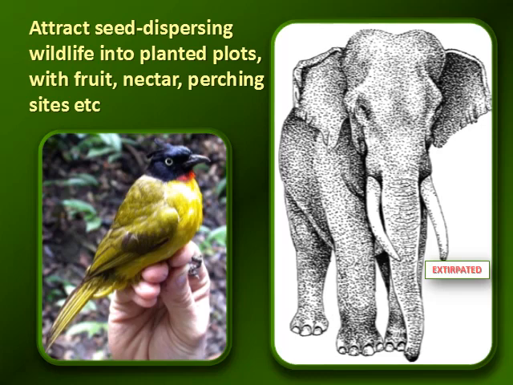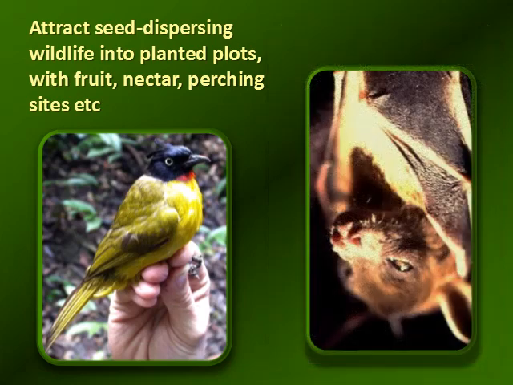Now, it would be lovely if we could attract the big seed dispersing animals like this elephant here, but unfortunately the big fauna are extinct, or extirpated I should say, over large parts of their range. So it's not possible to attract the elephants. There aren't any to attract, but we can attract the birds. There's a bulbul pictured here, a fantastic seed dispersing species, and little seed dispersers like this Synopterus fruit bat here.